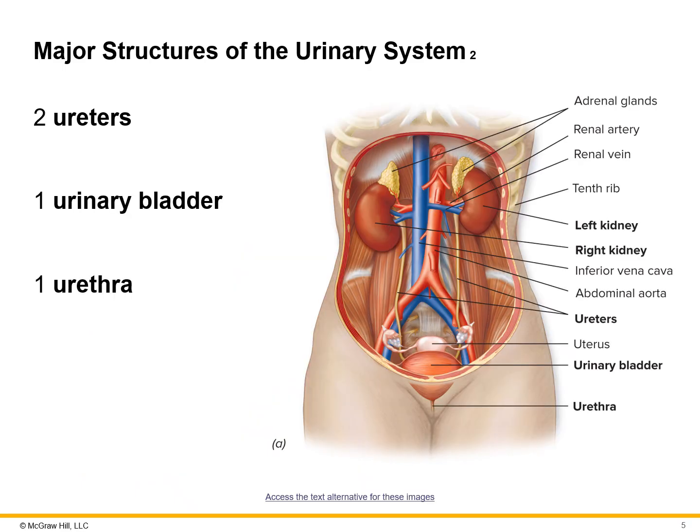Okay, so your major structures of the urinary system are your two ureters, your one urinary bladder, and your one urethra. Okay, those are the major structures of your urinary system.